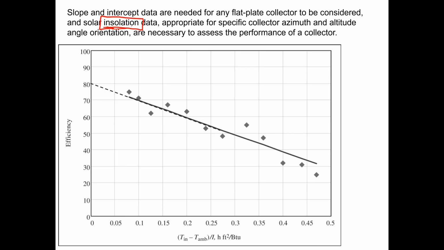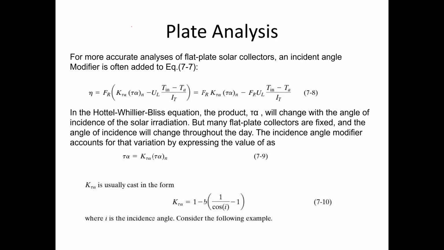When we look at solar plate analysis, for a more accurate analysis of flat plate collectors, there's something called an incident angle modifier that's taken into account. An incident angle modifier is a modifier that takes into account the angle of incidence of the sun. The incidence angle is basically the angle between the sun's rays and the normal to the surface of the collector.